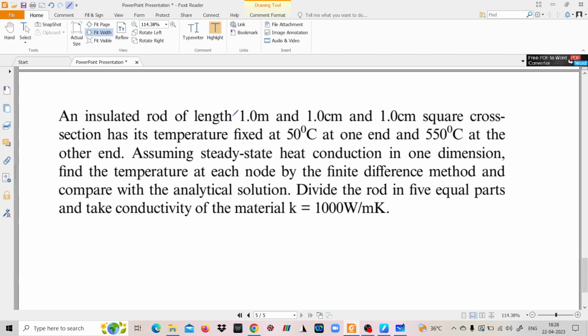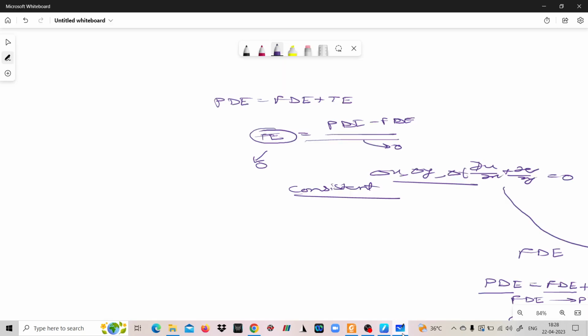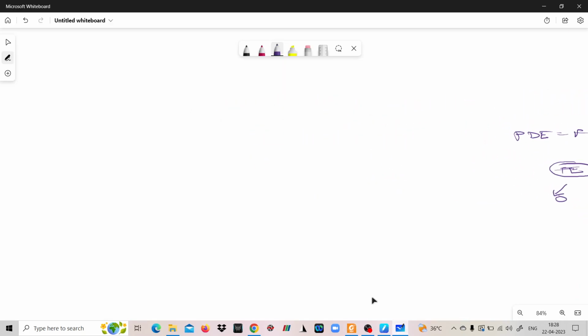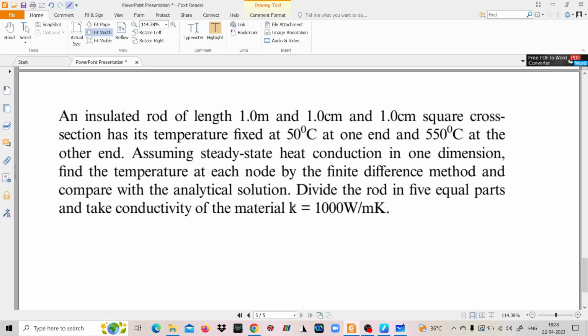Now, an insulated rod. Let's move to the next problem. Now, this is the actual problem, and for this last problem, I will show you how to formulate the finite difference equation. But in order to get an exact answer, if possible, please write a code. Okay, that will give you a better idea.